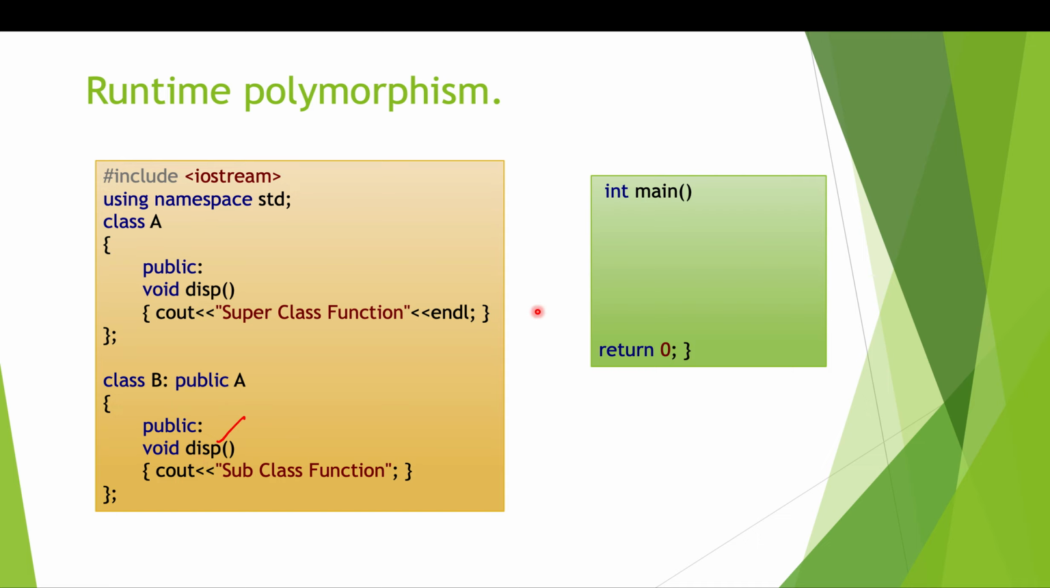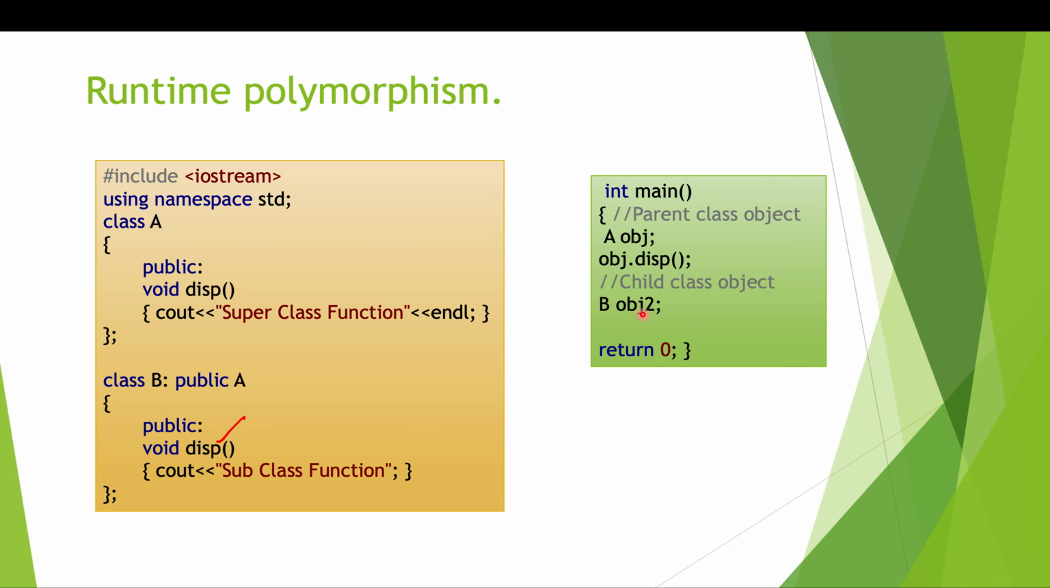Now we'll come to the main part. In the main part, we'll create an object of class A. So we have created the object of the parent class. After that, we are calling the disp function. What will happen? The parent class has access to only its own disp function, so there is no confusion. This object obj can access only the disp function of the parent class. So it will simply print superclass function on the screen.